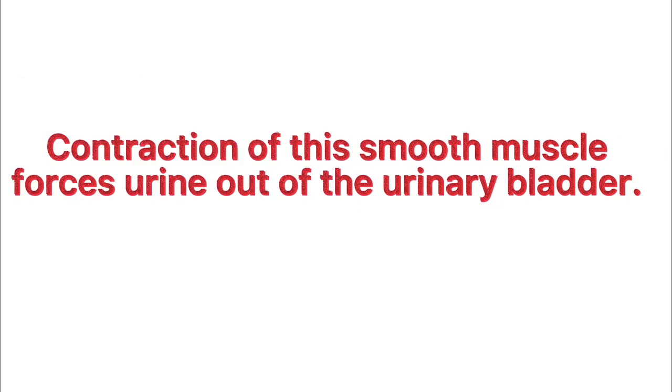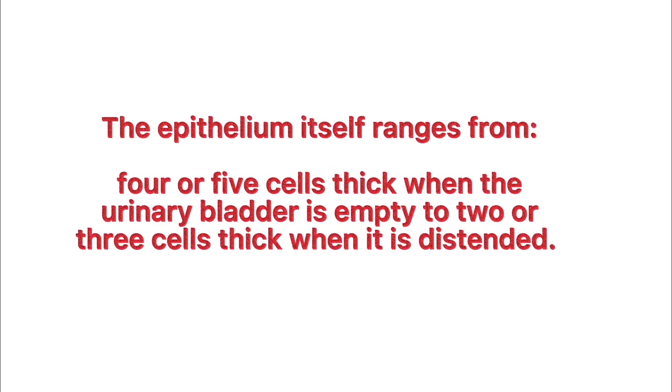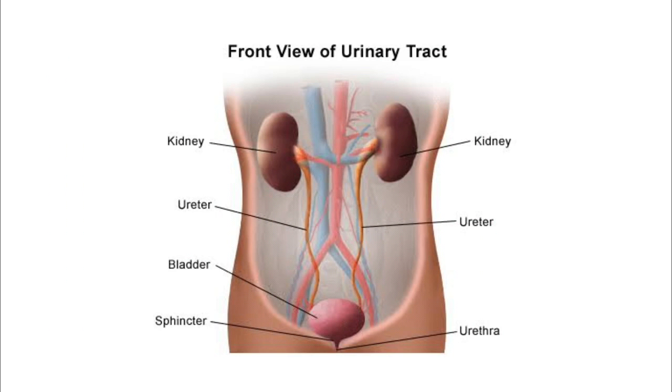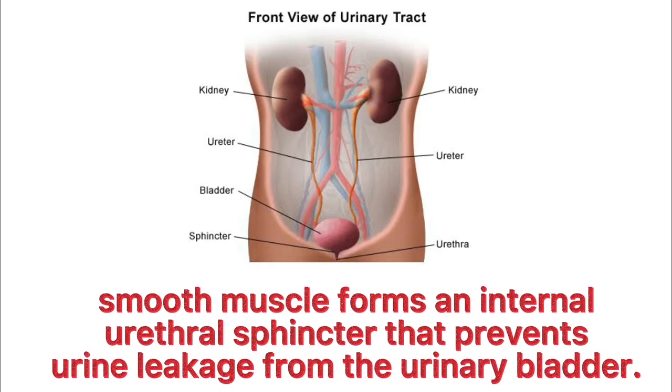Contraction of this smooth muscle forces urine out of the urinary bladder. The epithelium itself ranges from 4 or 5 cells thick when the urinary bladder is empty to 2 or 3 cells thick when it is distended. The urethra is lined with a stratified or pseudostratified columnar epithelium. So, at the junction of the urinary bladder and the urethra, smooth muscle forms an internal urethral sphincter that prevents urine leakage from the urinary bladder.